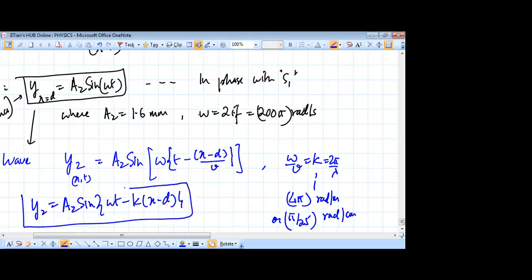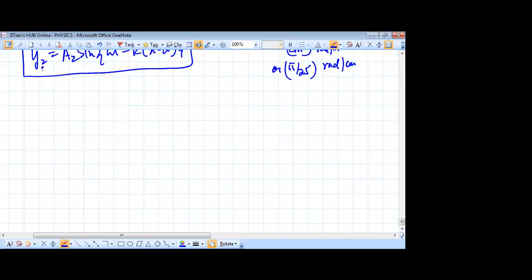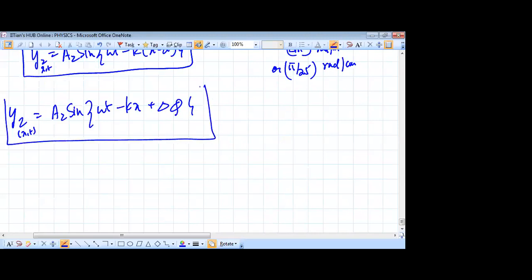Or if I write it in a slightly more systematic manner, because d is a constant, the function is of x and t. So y2 at x at a time t becomes a2 sin(omega t minus kx plus some phase difference delta phi compared to the first wave), and that phase difference is working out to be k into d. So as you can see, it depends on how far we place the two sources.